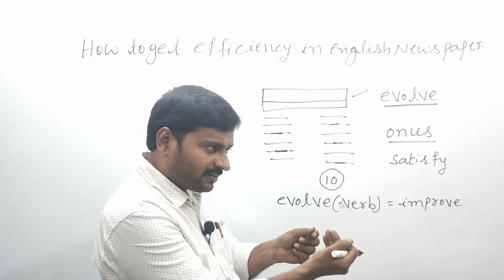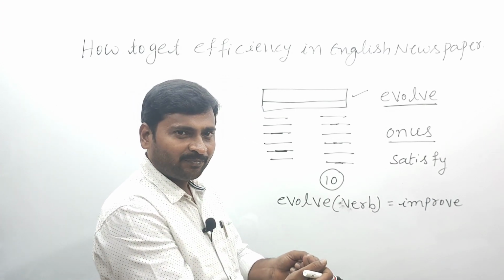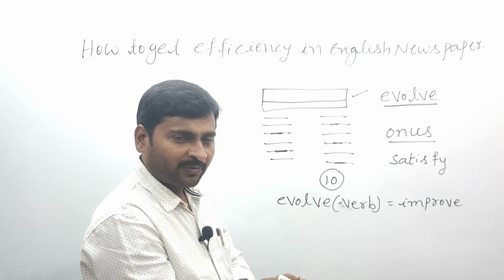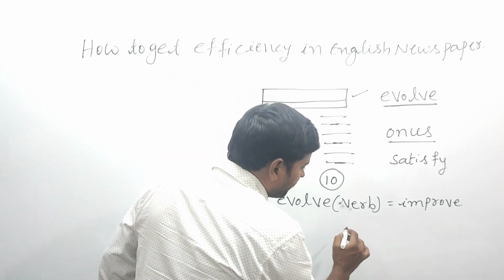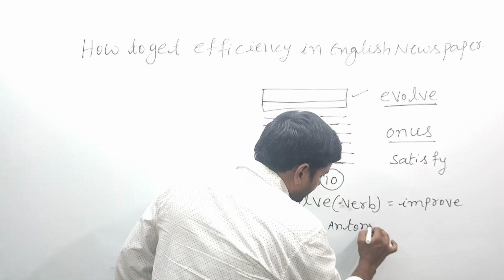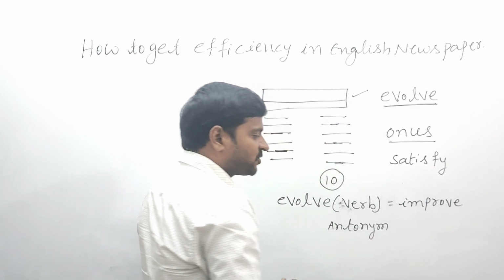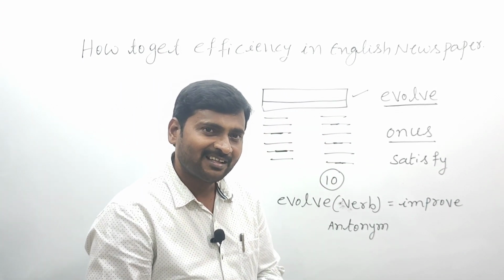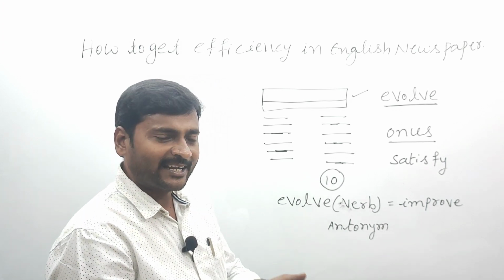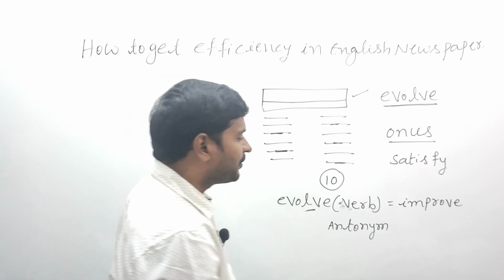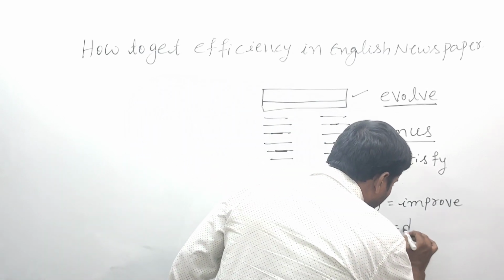When you look up the same word in the dictionary, right there itself you identify the antonym, which is the opposite word. You identify the antonym of evolve. For example, I can say decrease.